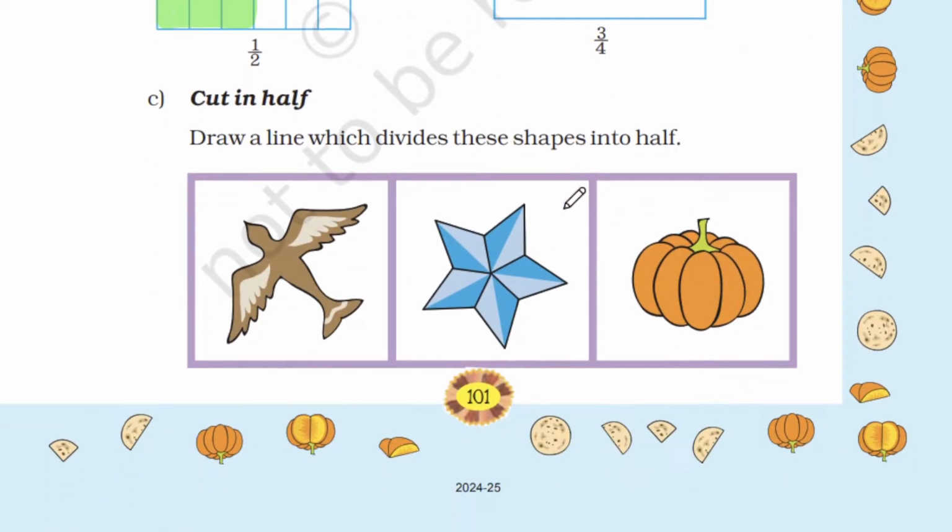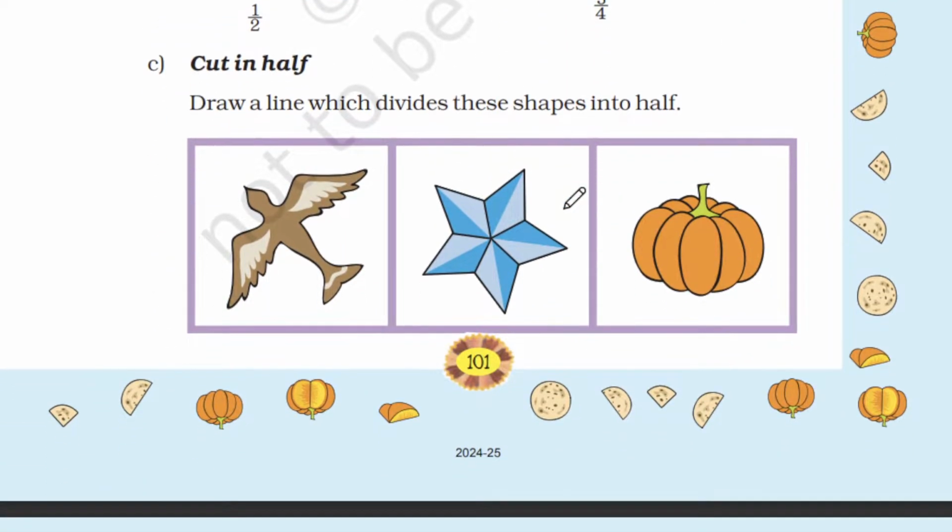Next one, draw a line which divides these shapes into two halves. You have to draw a line so that this shape is divided into two halves. So this is very, very simple. You have to draw a line through the center like this. Always use a scale and a pencil to do it. And this one, if you're drawing, you can do a center line. This star and this word you have to cut like this to make a center line.